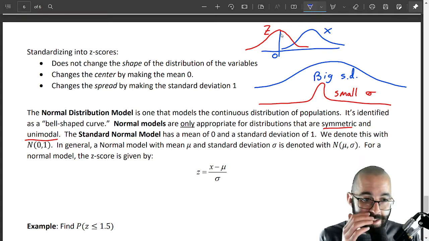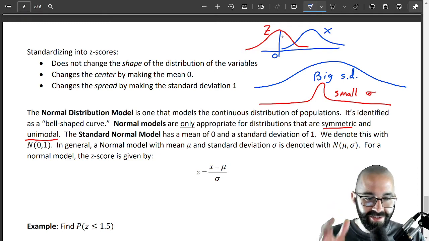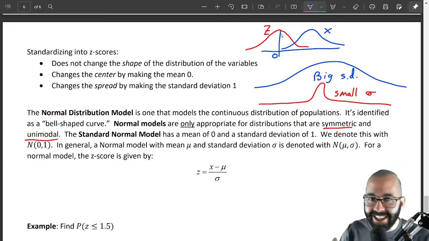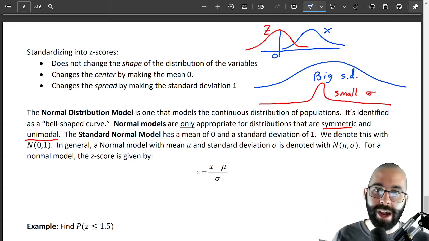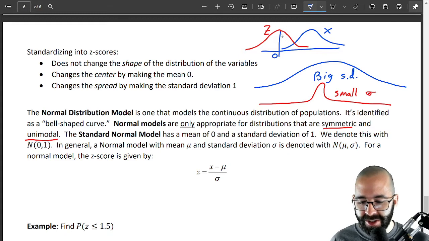We'll talk when we get into sampling distributions about, never mind. I don't want to get into it. Sampling distributions is the week after this one, and it's great, but a little confusing.